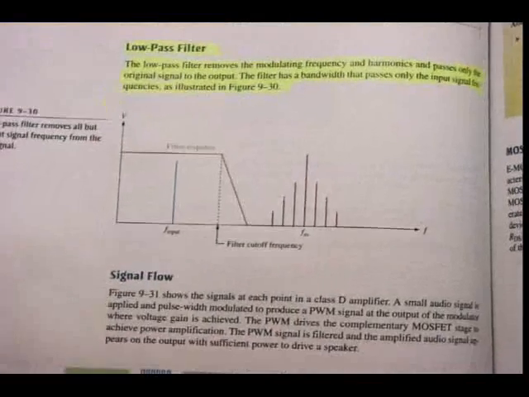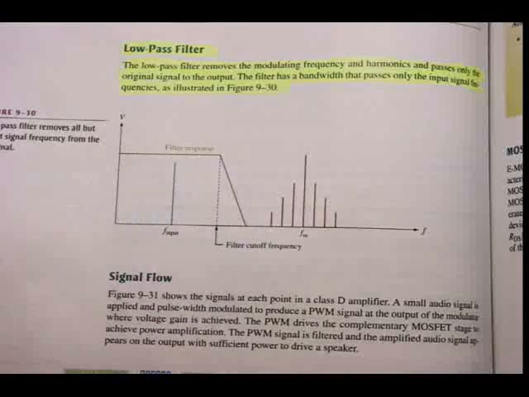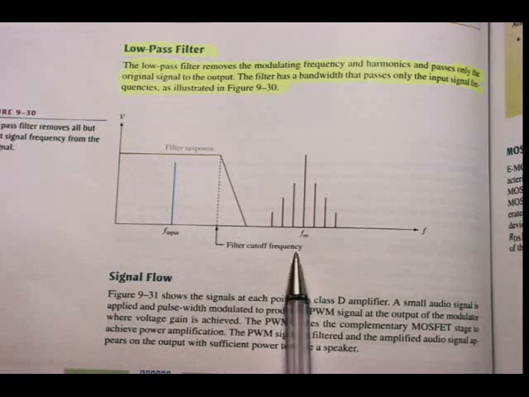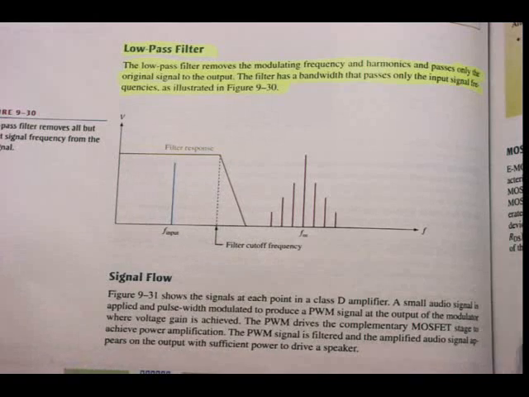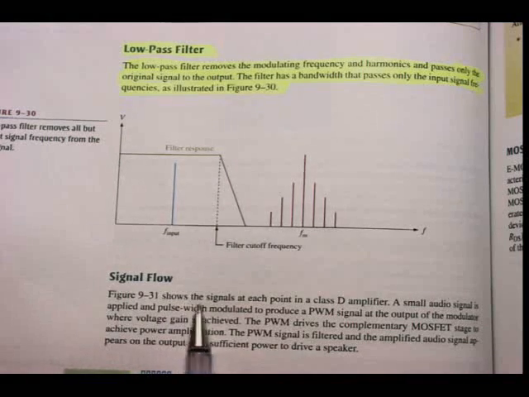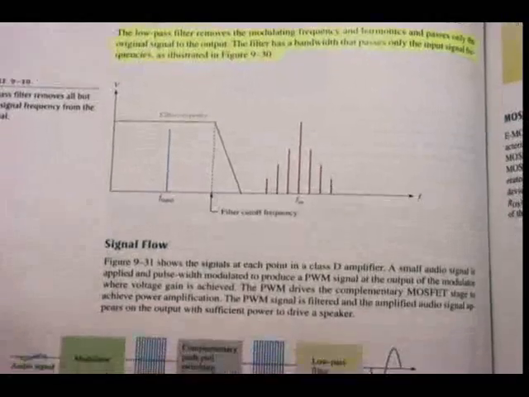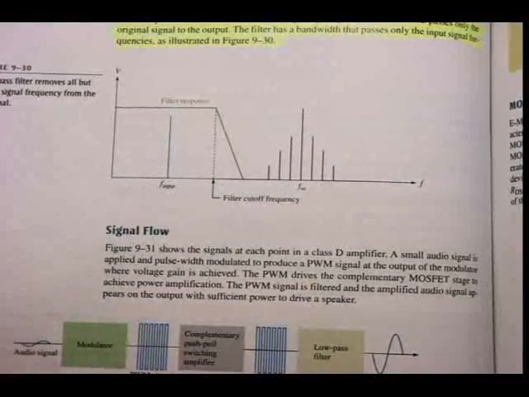So we can see in figure 930 there, remember we've done frequency response of amplifiers in chapter 10. Basically what happens there, filter cutoff frequency. So what do I have in the end? Figure 931 shows the signal flow at each point in a class D amplifier.